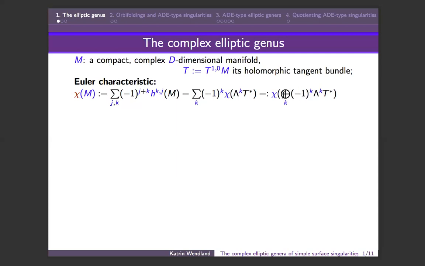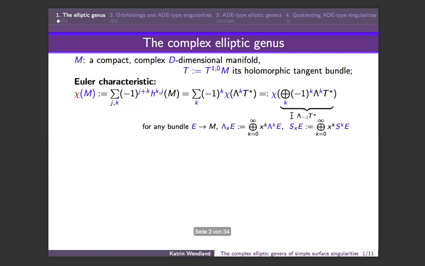And in general, one can construct such so-called virtual bundles by just writing out formal series where the coefficients can either be a formal variable or just a number, like here, an integer in general. And that then is abbreviated by this notation here. We should say T star here is actually the dual of the holomorphic tangent bundle.